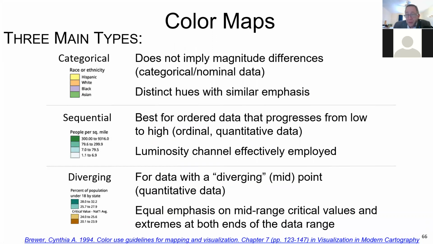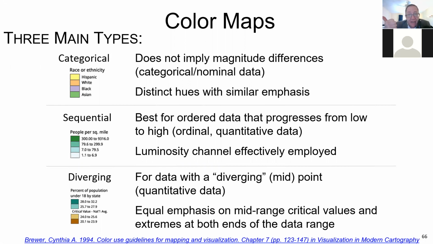Okay, so we have three different types of categories of information. We have categorical data. Hue is fantastic for that. So rainbows, great, go for it. Rainbow color maps, right? Because they're perceived differently, they're perceived distinctly. Hue is great. So there's no magnitude difference between them. Red versus a green, it's just red and green. Okay, that's why maps are colored that way. They're distinct hues.